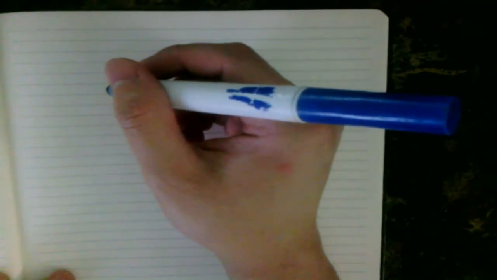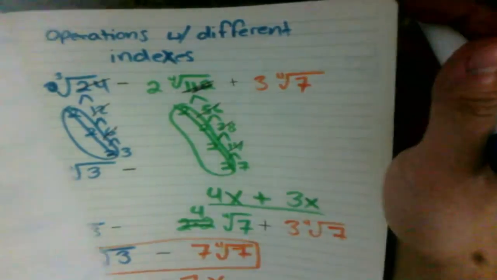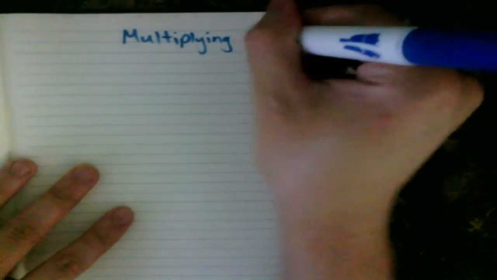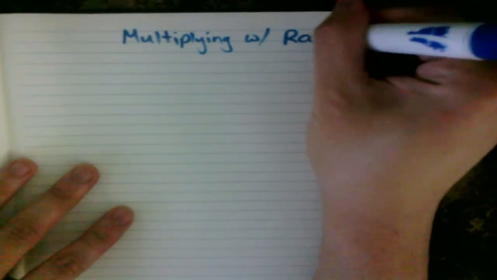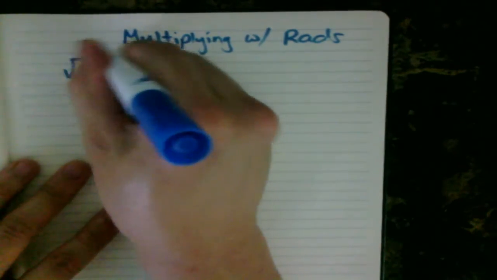Here's one of them. Let's see, what would I call this? I guess multiplying radicals. Didn't I already have a page like that though? Nope. Okay, I just had operations. So this is specifically multiplying with radicals. I'm going to shorten that to rads. Okay, so multiplying radicals. Here's the example given to me.